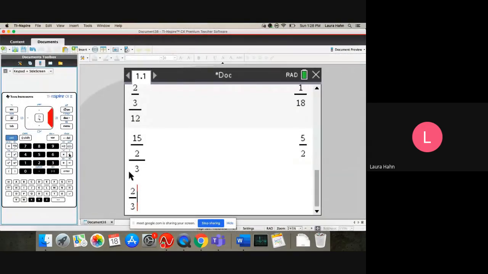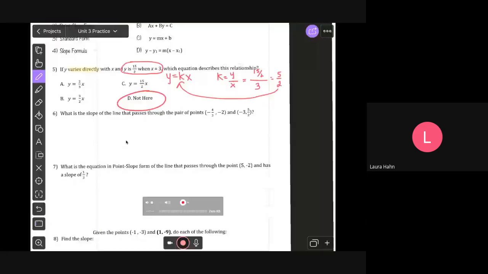2/3, and I know x is 3. 2/3 times 3 is 2. So whenever x was 3, y is 2. Well, that's not what it told me. I know I want y to be 15 over 2 when x is 3. So let's try another one.